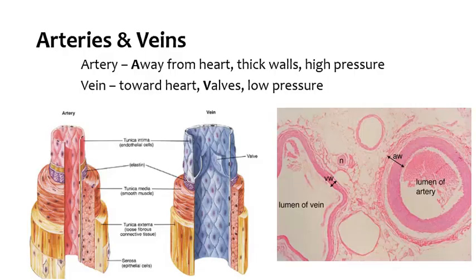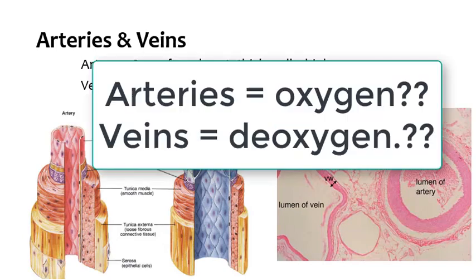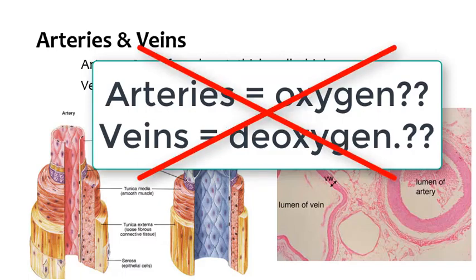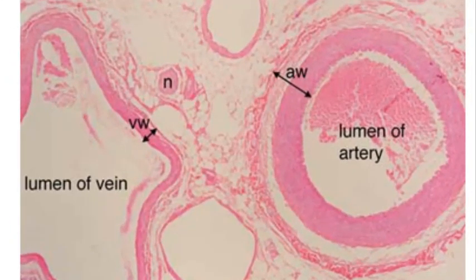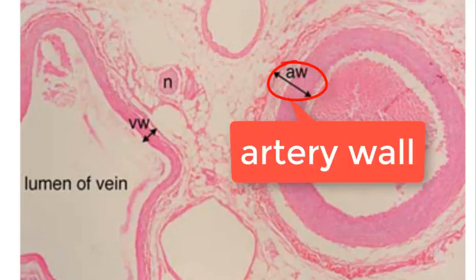We mentioned arteries and veins when doing our drawing. What's the difference? Many people think that arteries carry oxygenated blood and veins carry deoxygenated blood. No, that's actually not the difference. The difference is that arteries leave the heart and veins return to the heart. Since arteries are leaving the heart and the heart is the pump, the pressure in the arteries is very high. They have to have a very thick vessel wall to withstand that high pressure.